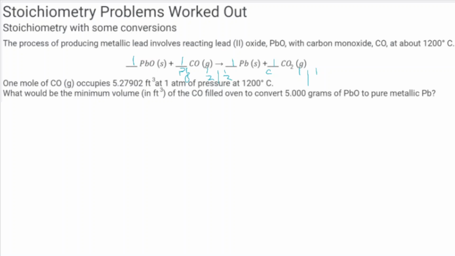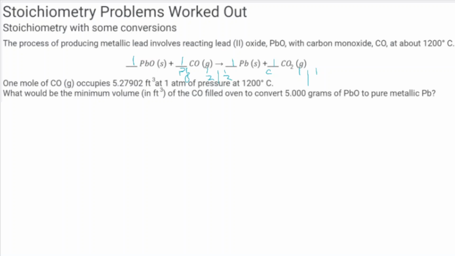All right, so let's continue on with our question. 1 mole of carbon monoxide occupies 5.27902 cubic feet at 1 atmosphere of pressure at 1200 degrees Celsius. What would be the minimum volume in cubic feet of the carbon monoxide filled oven to convert 5.000 grams of lead oxide to pure metallic lead? Now, this question is a little wordy and has some extra numbers in there. So we have to go through and figure out what it is that we are starting out with and what we're actually looking for.